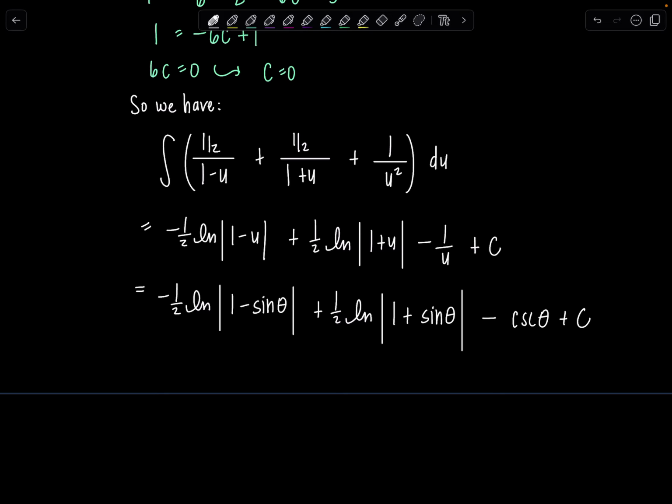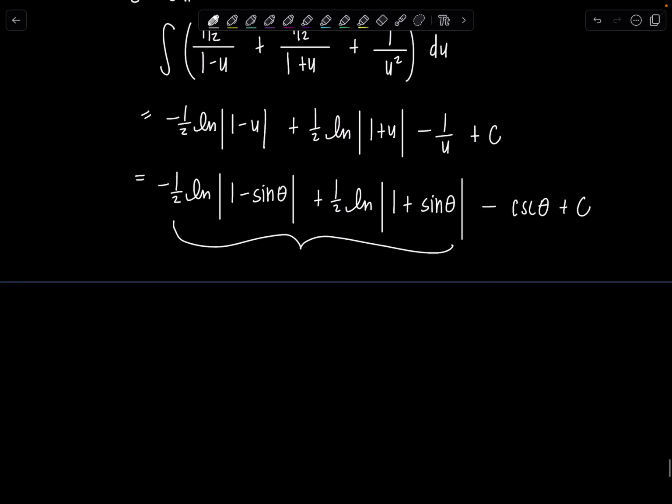But before we do that, I want to clean up and combine these natural logs just so at the end there's less cleanup to do. This is going to save me a lot of steps down the road. So I can factor out the 1/2 and then rewrite these as a single logarithm, ln absolute value 1 plus sine theta over 1 minus sine theta. And then don't forget, we still have good old minus cosecant theta plus c.